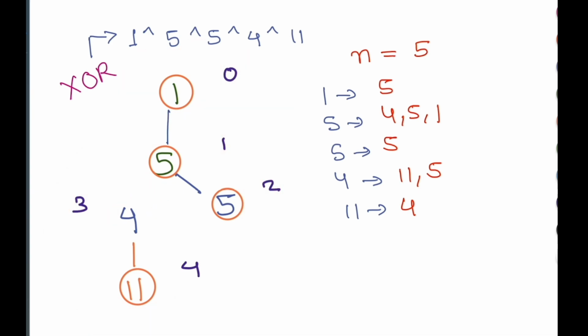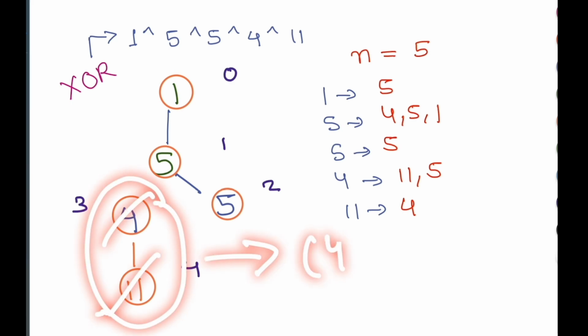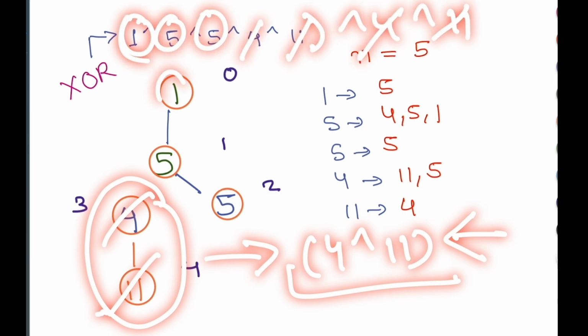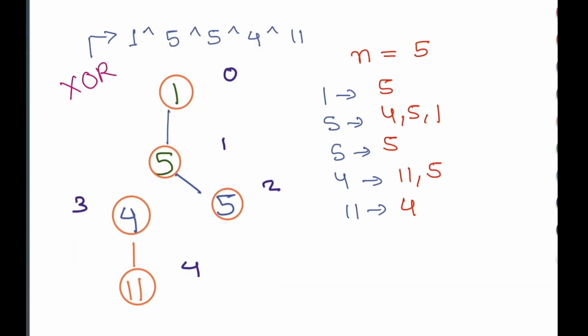That is, if I just remove this edge, and now if I try to find the XOR of this value 4 and 11, whatever is the value of this 4 and 11, if I take the XOR of this value and the total XOR value we have, that is XOR 4, XOR 11, it is like saying eliminate 4, eliminate 11, and we have 1, 5, 5 in the other tree. So it is very simple to understand that we need to find the XOR of all the subtrees.